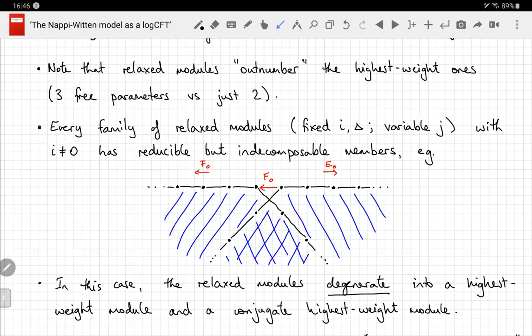These relaxed modules are reducible but indecomposable, but in some sense they degenerate into highest weight modules and things that are almost highest weight modules. And so this is actually really important, because it means that if you understand the relaxed modules, then you actually understand the highest weight modules as well, because every highest weight module, modulo some spectral flow issues, can be understood as a degeneration of one of these relaxed modules. So relaxed modules are great.